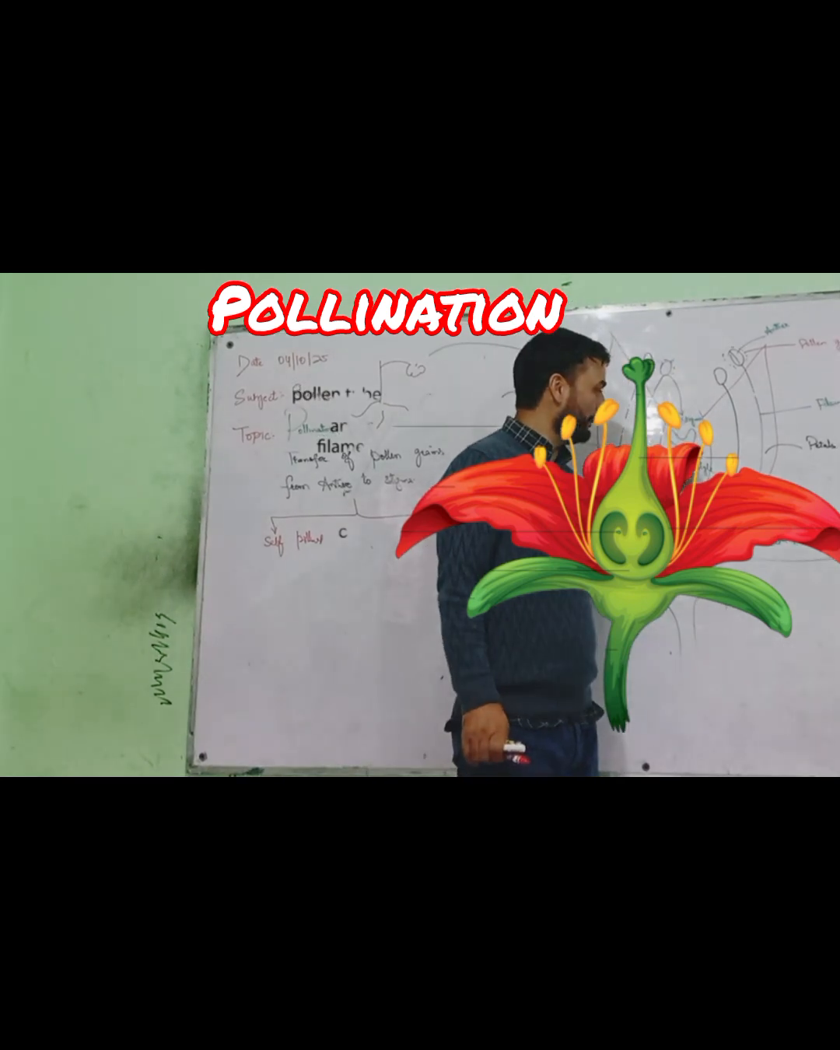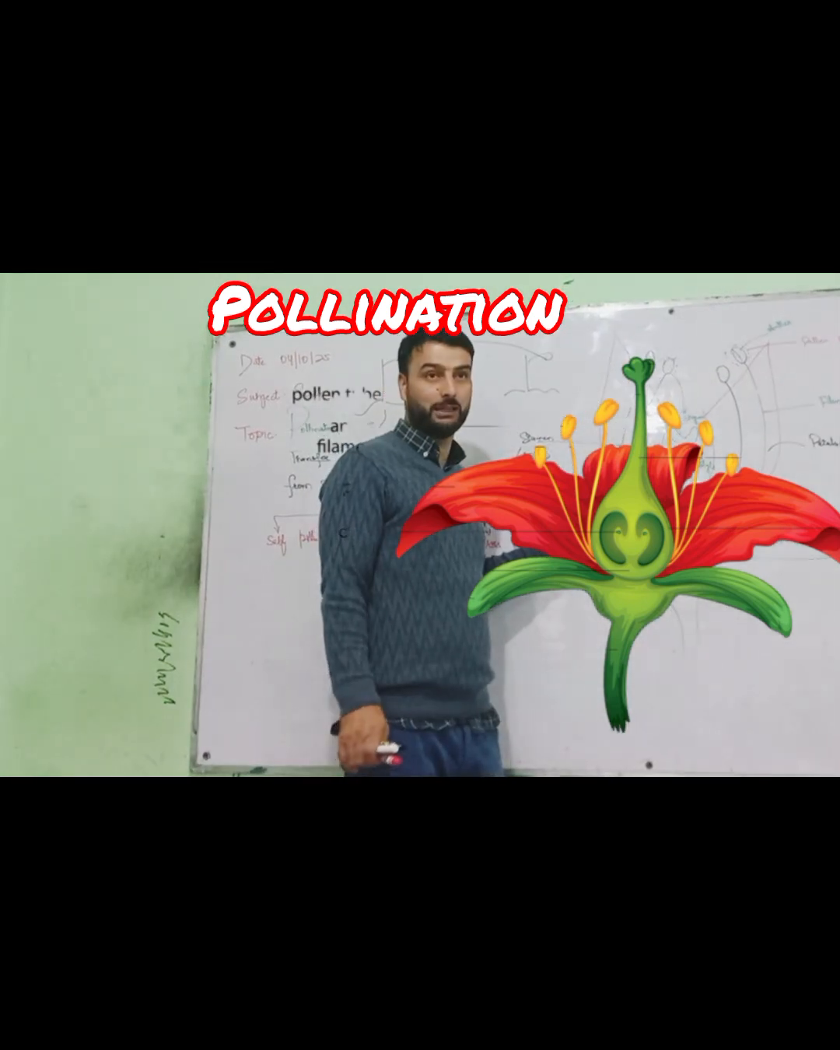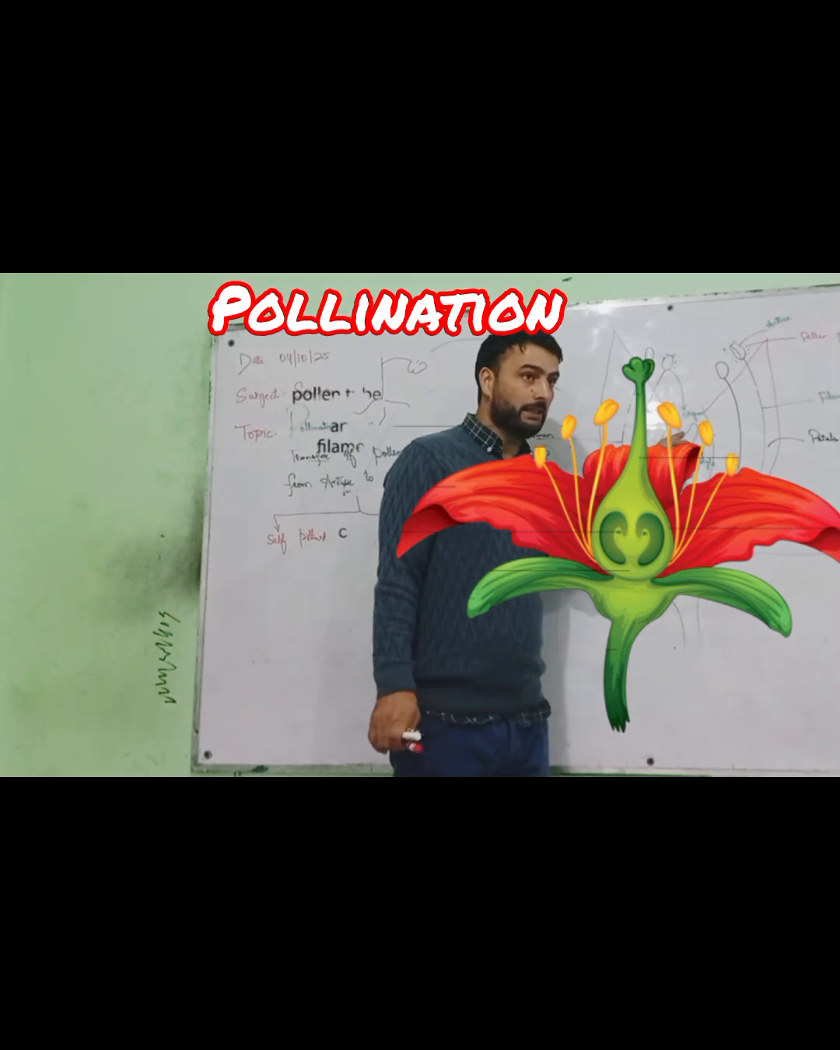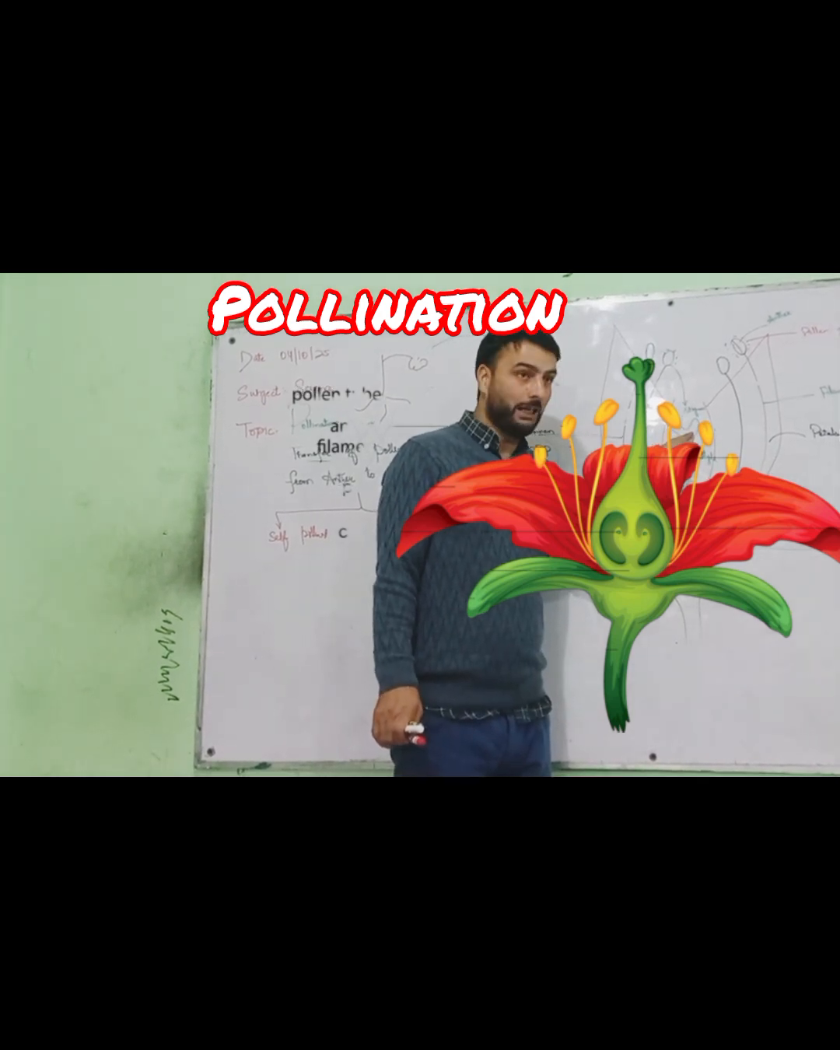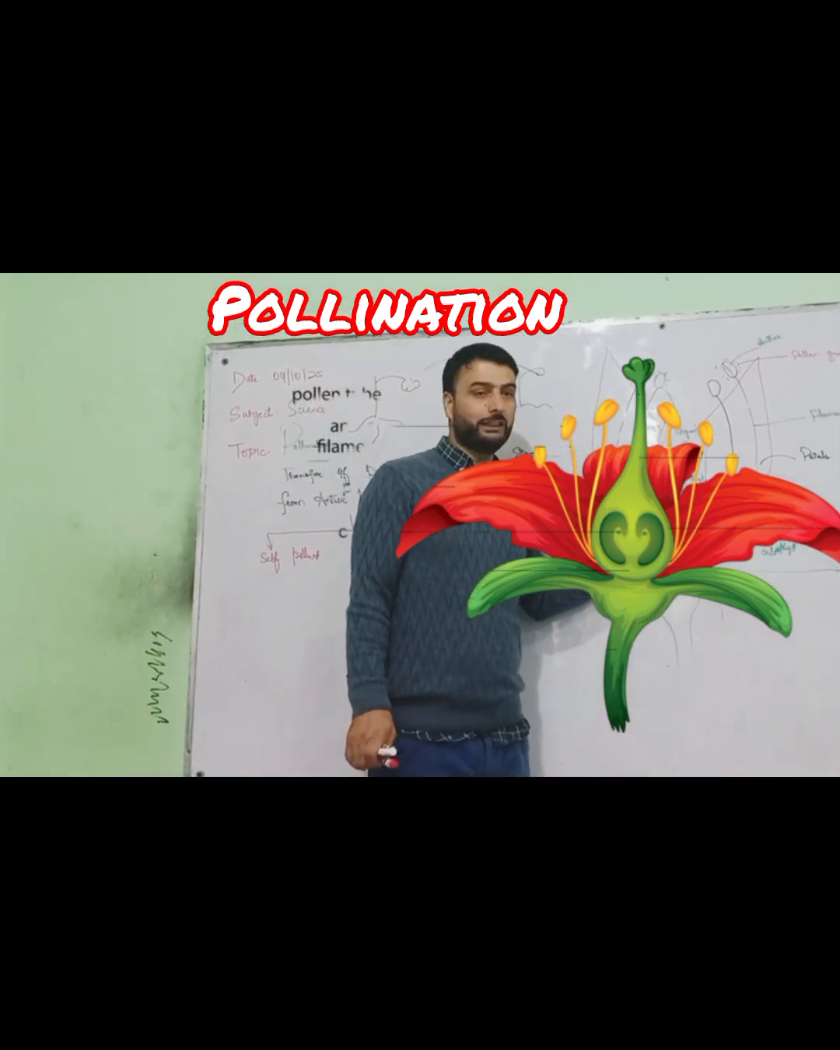And the second one is this one, the female reproductive part, known as carpel. Carpel has, my dears, three parts: stigma, this is style, and the third part is ovary.